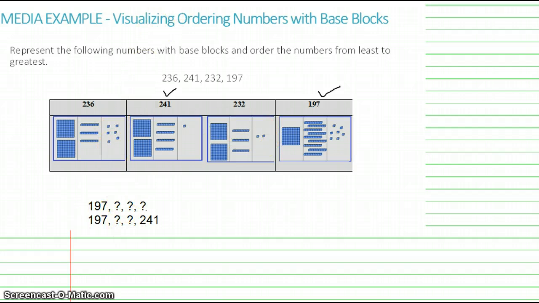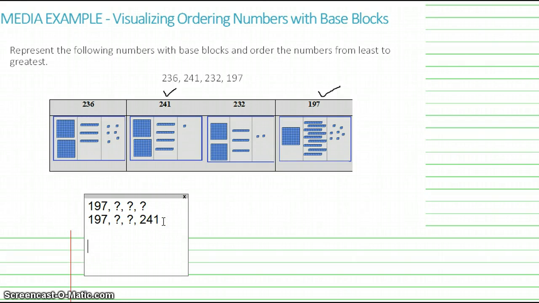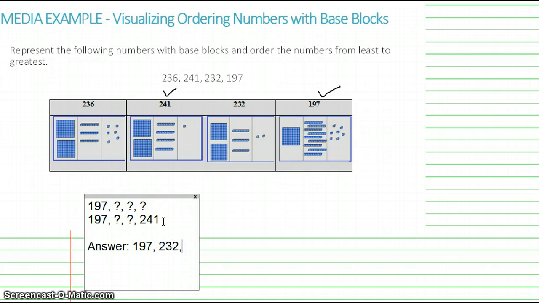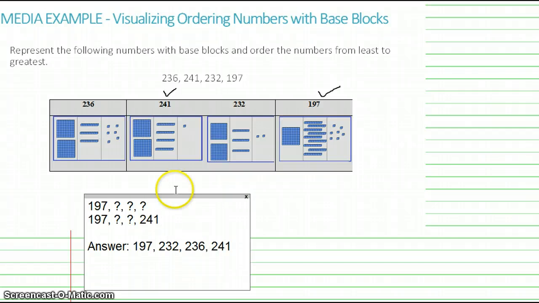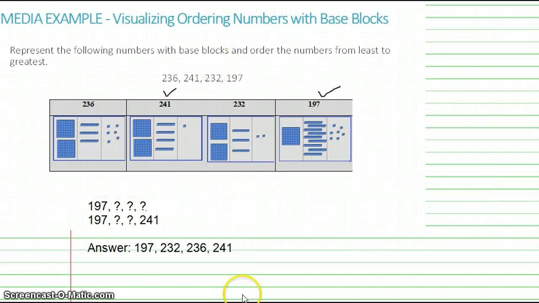So in this ordering, right, final answer, 197 is the smallest, then 232, then 236, and finally 241. And we're all done.